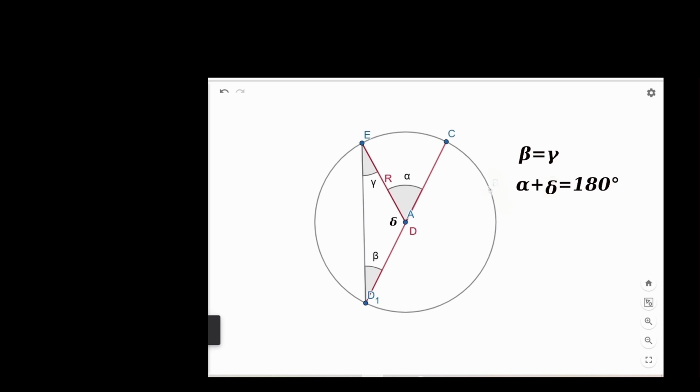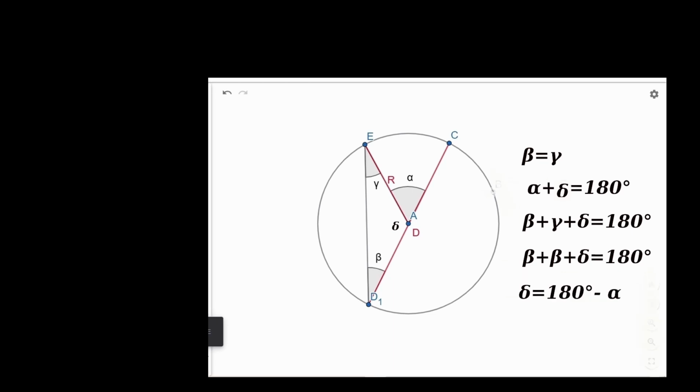We know that alpha plus delta equals 180 degrees. We will show you this later in this video. We also know that the sum of the angles in any triangle is 180 degrees. Therefore, beta plus gamma plus delta equals 180 degrees. Since beta equals gamma, we can write 2 beta plus delta equals 180 degrees. From the equation above, delta equals 180 degrees minus alpha.